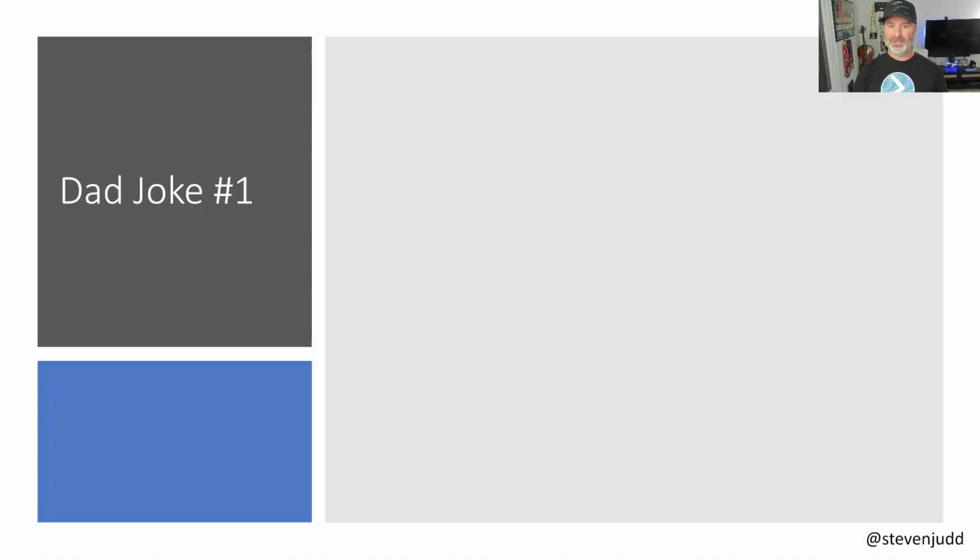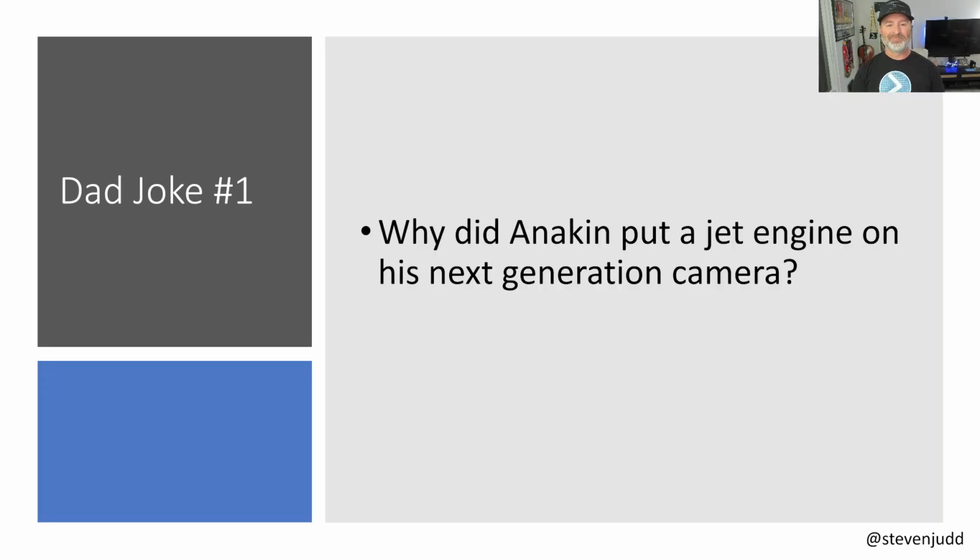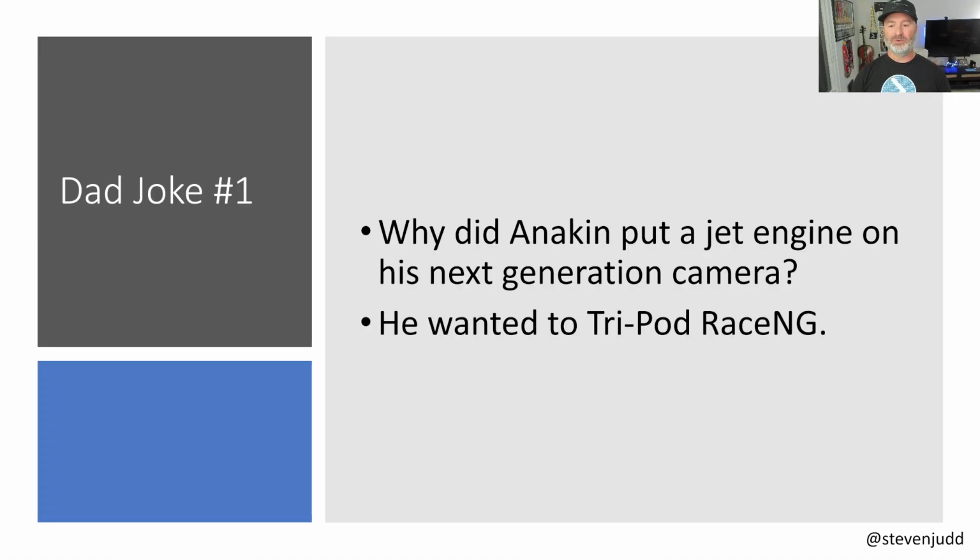All right, speaking of entertainment, well, at least it's entertaining for me because I do dad jokes. So here is dad joke number 1. Why did Anakin put a jet engine on his next generation camera? Well, the reason Anakin put a jet engine on his next generation camera is he wanted to tripod race, however you pronounce that. Okay, I blew the delivery, but you get the joke. There we go. Let's move on.